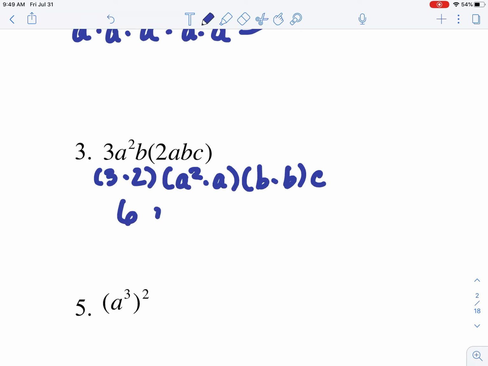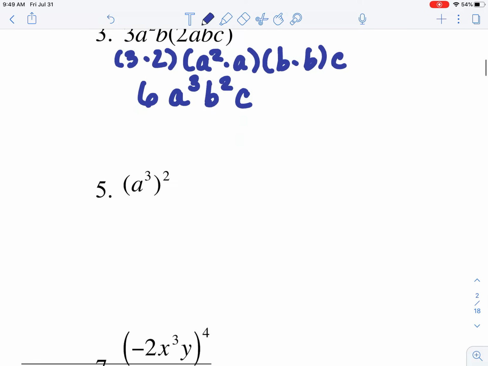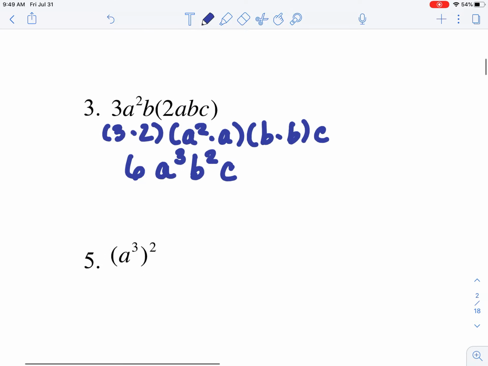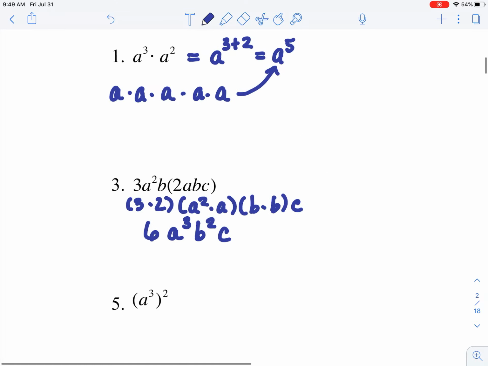A squared times a becomes a cubed because I'm adding my powers. B times b becomes b squared, and then c is obviously by itself because there's nothing to combine it with. If I now go to that power to a power rule, you'll notice the difference between something like number 1 and number 5. In this case, I am multiplying two things that have the same base, whereas in number 5, I'm raising a to the third to the second power.